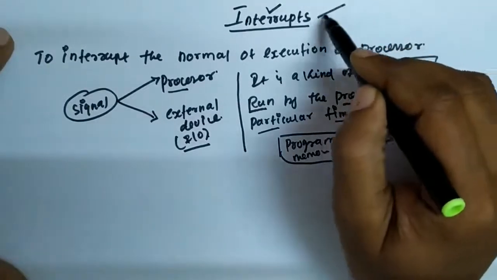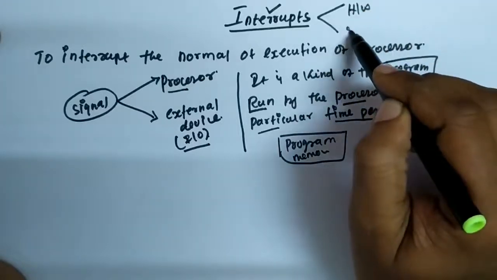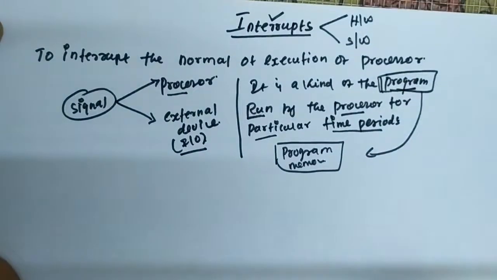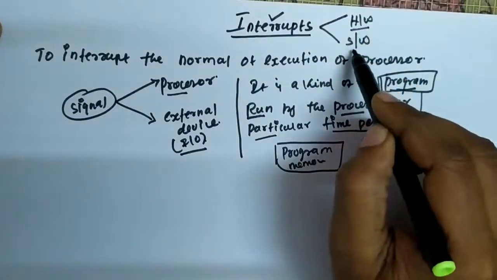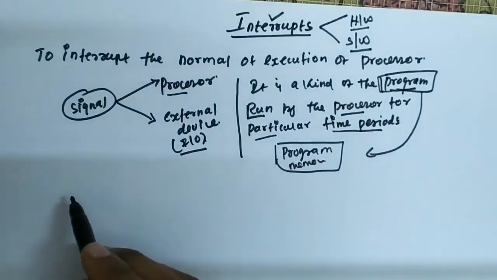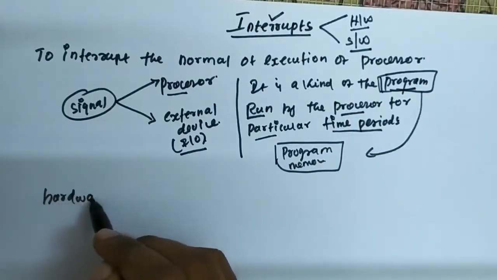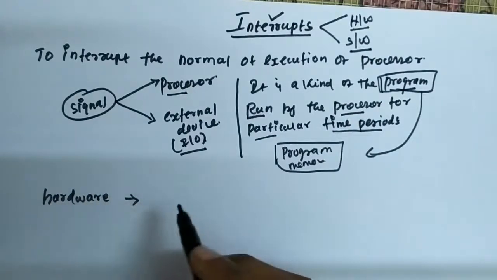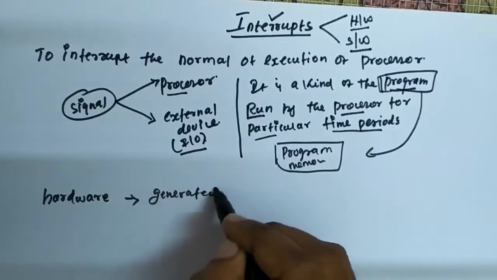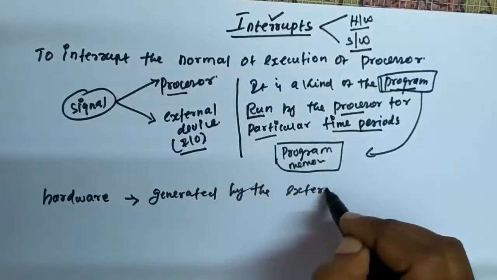Generally, interrupts are classified into two types. One is hardware interrupt, and another one is software interrupt. So what is meant by hardware interrupt? It is an interrupt generated by external devices.